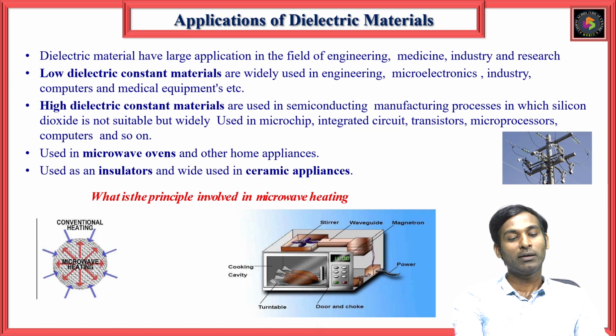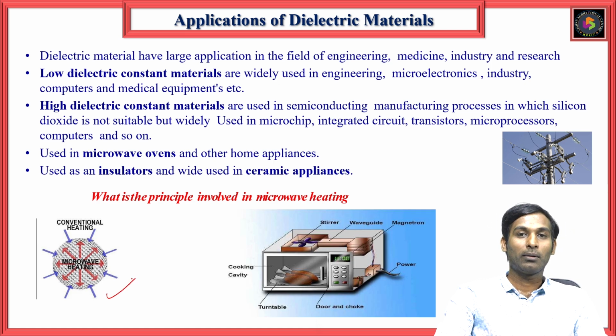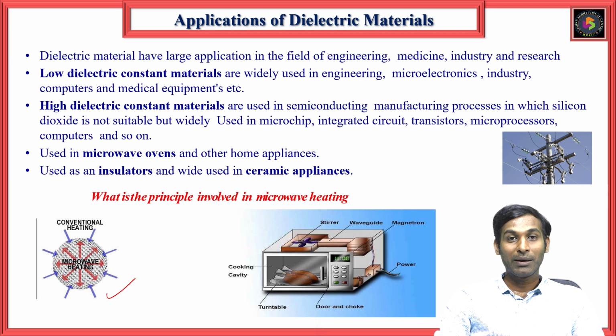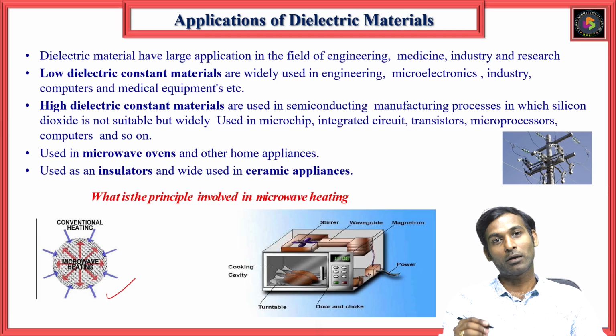Conventional heating requires using metallic vessels every time. It takes a long time to cook the material. If you go for microwave cooking, the time duration is very less. Especially in the microwave oven, we are using ceramic material, glass material, paper plates. In this one you are using these. So what is the principle involved in microwave heating?